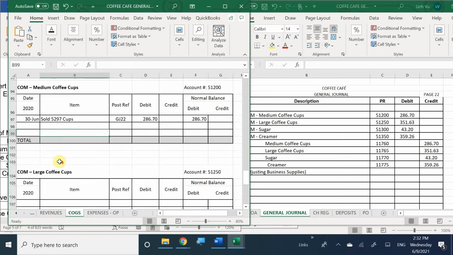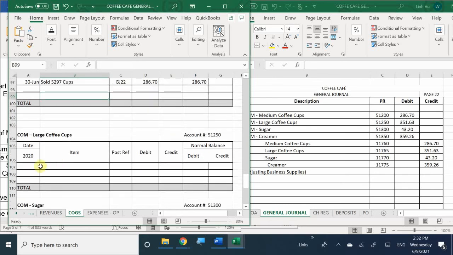So next here, same thing. I'm going to enter in the date. And this time I sold 4,331 cups. Okay. And that amount cost me a grand total of $351.63.